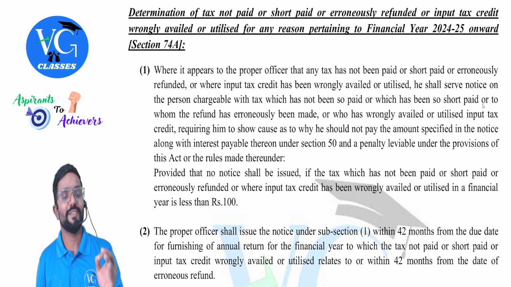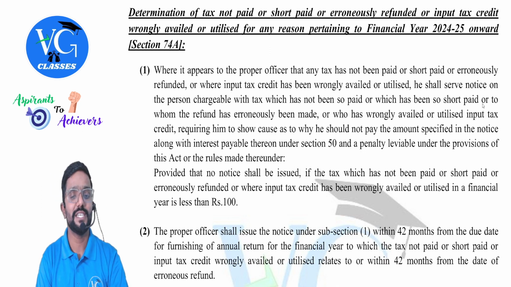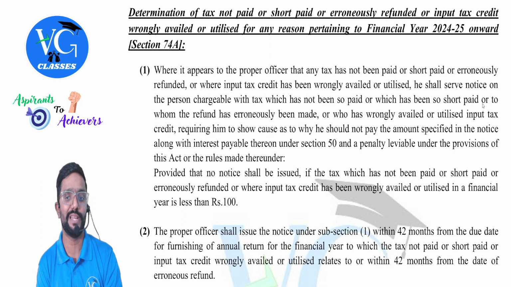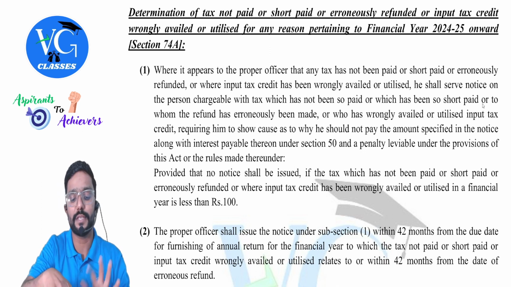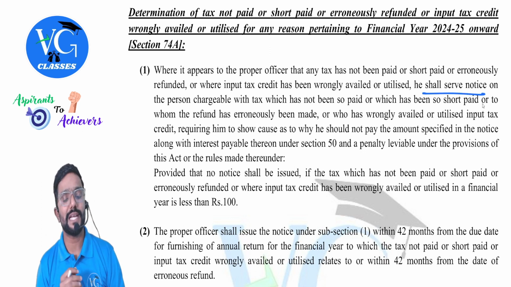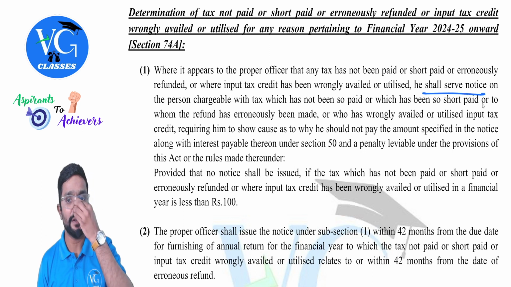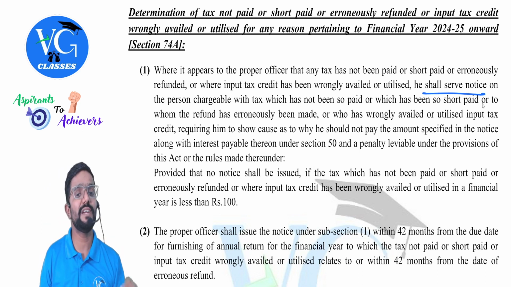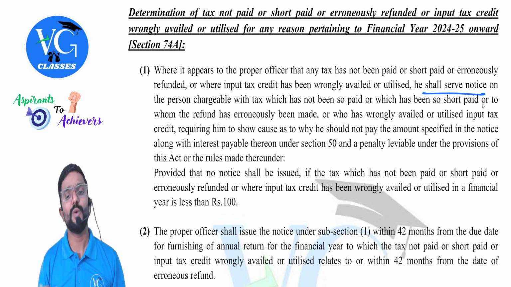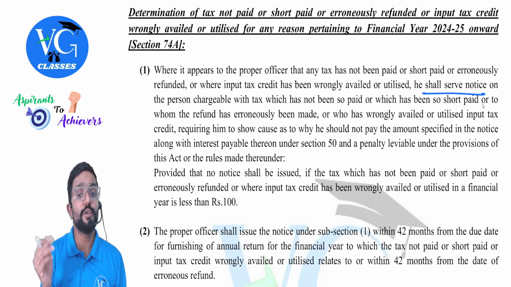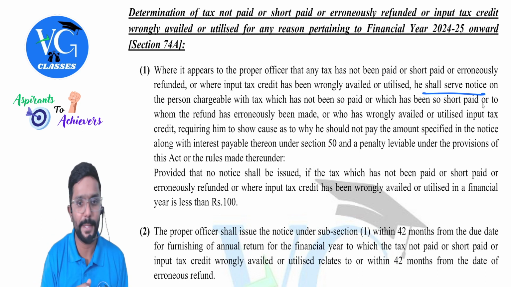Subsection 1. Where it appears to the proper officer that any tax has not been paid or short paid or erroneously refunded, or where input tax credit has been wrongly availed or utilized, he shall serve a notice. Okay, subsection 1 is again giving power to give what? Notice on the person chargeable with the tax which has not been so paid, or which has been short paid, or to whom the refund has erroneously been made, or who has wrongly availed or utilized the input tax credit, requiring him to show cause. Show cause means what? To reply.